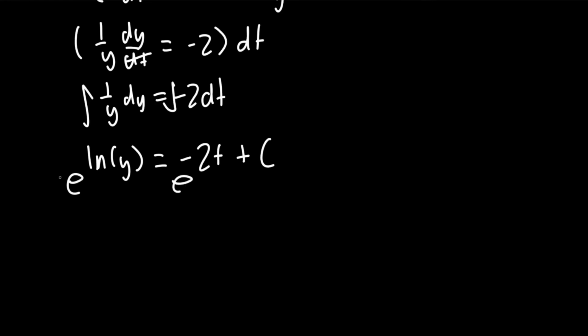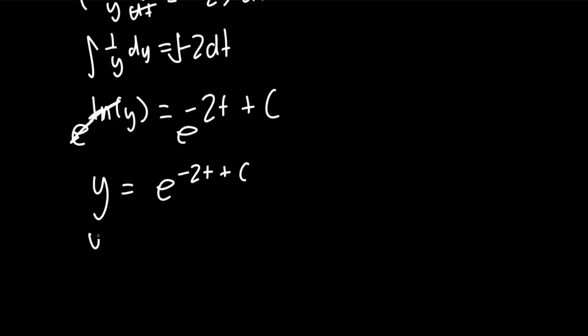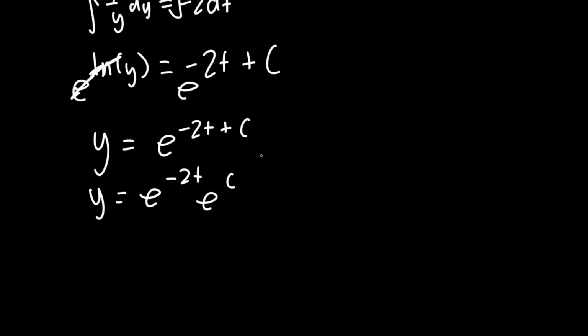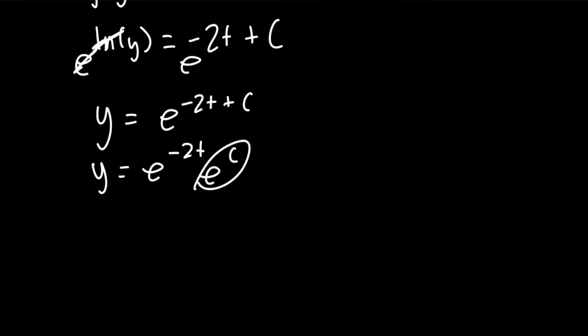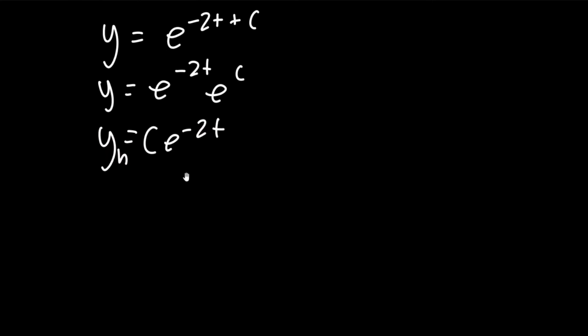So we take both sides to the power of e, and the ln gets canceled out because of this e, so we're just left with y, with no natural log over there. Now, a cool property of exponents is that you can split it up like this. So these two are the exact same. And since e to a constant is also just a constant, we can simplify it like so. So there's our homogeneous solution.